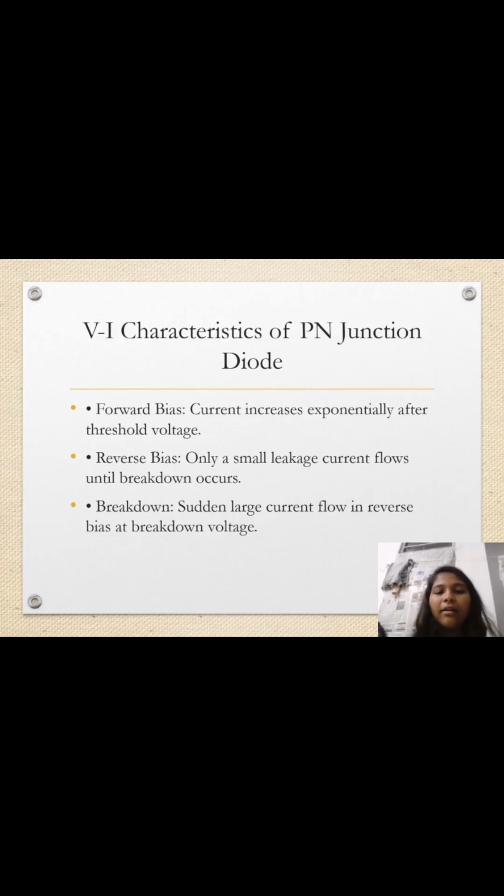Now we see the VI characteristics of PN junction. VI characteristics of a PN junction means a graph. In this graph, we see voltage on the y-axis and current on the x-axis. Here there are three conditions: forward bias, reverse bias and breakdown. These three characteristics are shown in the VI graph.